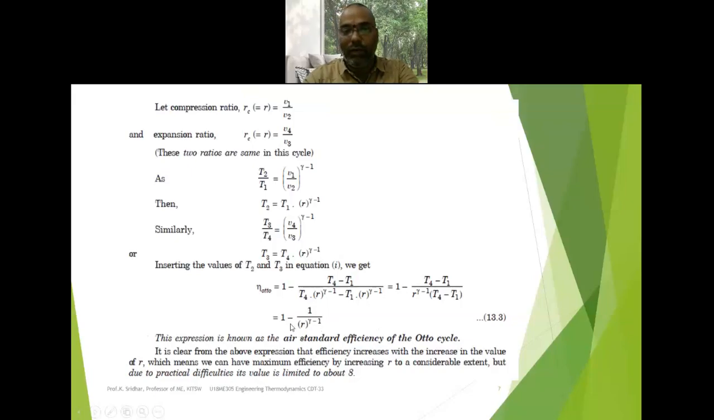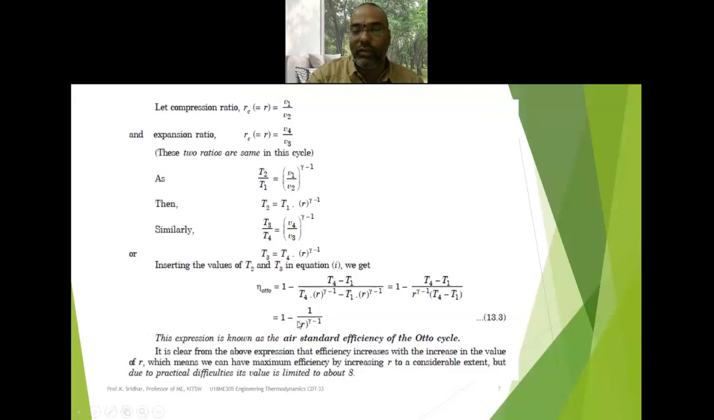So r is equivalent to V1 by V2. It is the compression ratio. The compression ratio is the volume at the beginning of the compression stroke divided by V2, the volume at the end of the compression stroke, that is V1 by V2. The Otto cycle efficiency is derived as 1 minus 1 by r to the power of gamma minus 1, where r is the compression ratio and gamma is the adiabatic index.